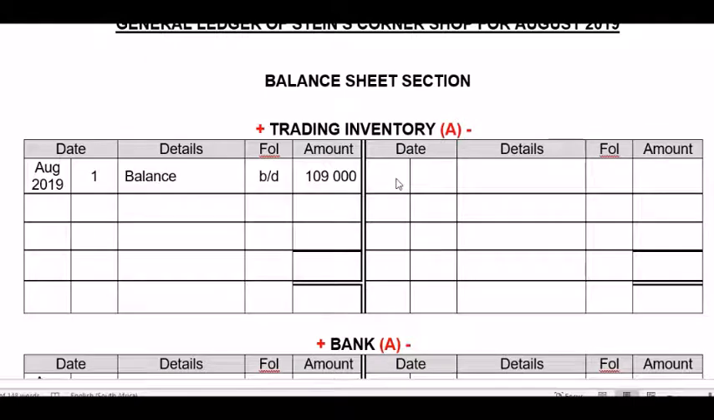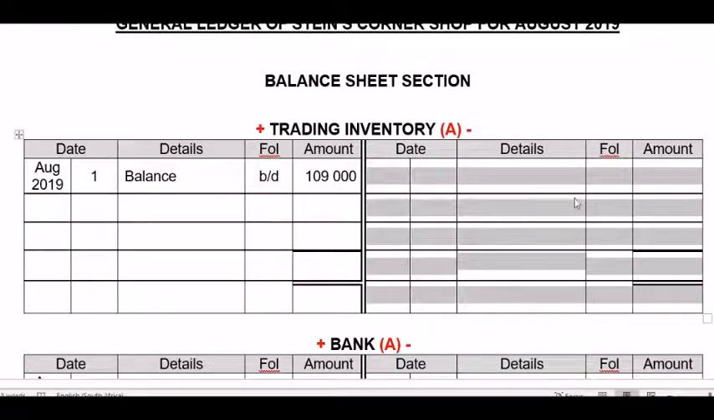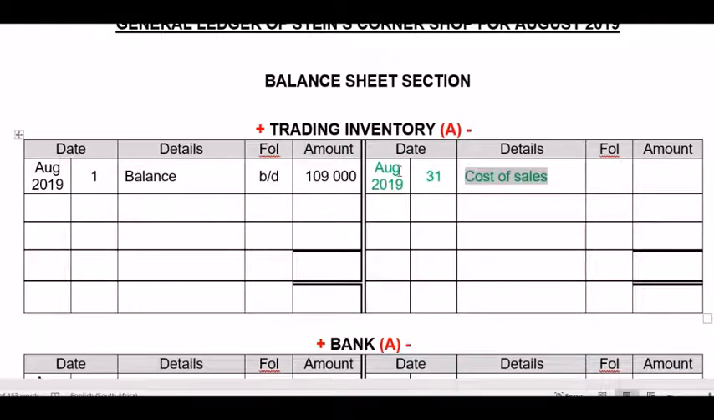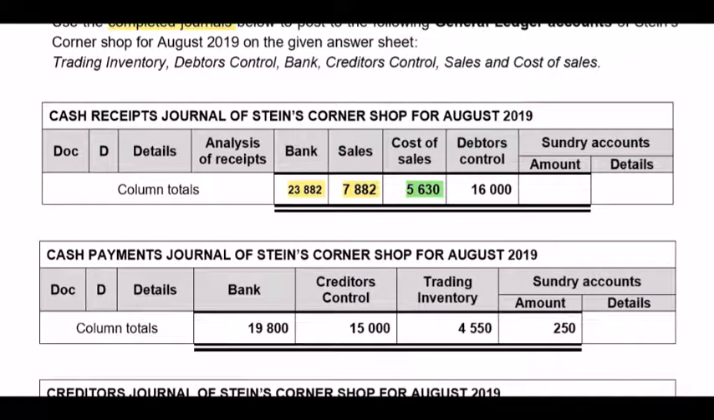Okay, but now I want you to focus. It's the first time that we're working on this side of trading inventory. So you have to remember to write August 2019 again. Otherwise, you will be penalized. Okay, it's still a column total, so it's the 31st. And what are we busy with? With the cost of sales column from the CRJ. So you write cost of sales, CRJ, 5,630 Rand.